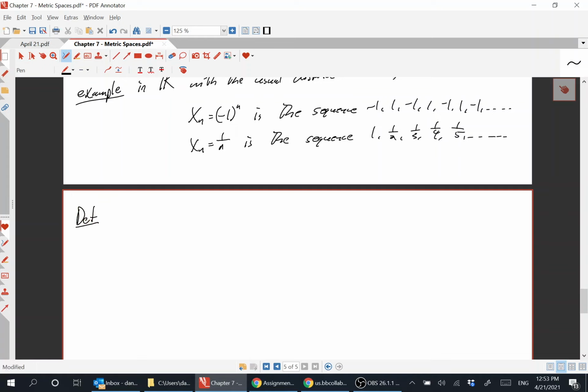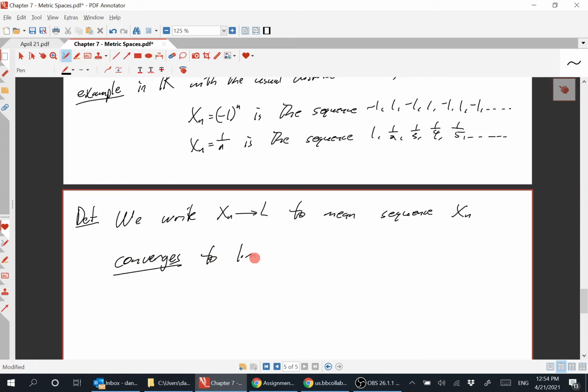Now, what we can talk about with sequences, even though we don't have any algebra in a metric space, is convergence, because convergence only relies on distance. So we write xn converges to L, or xn arrow L, to mean the sequence xn converges to the limit L.